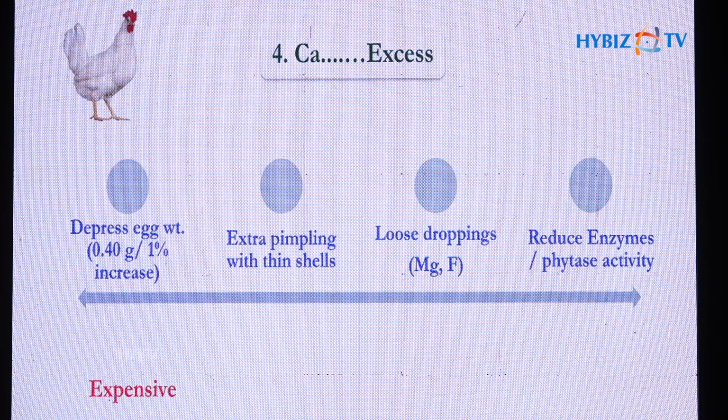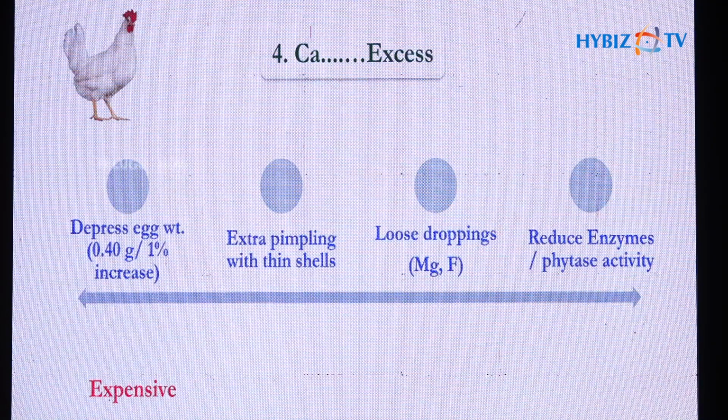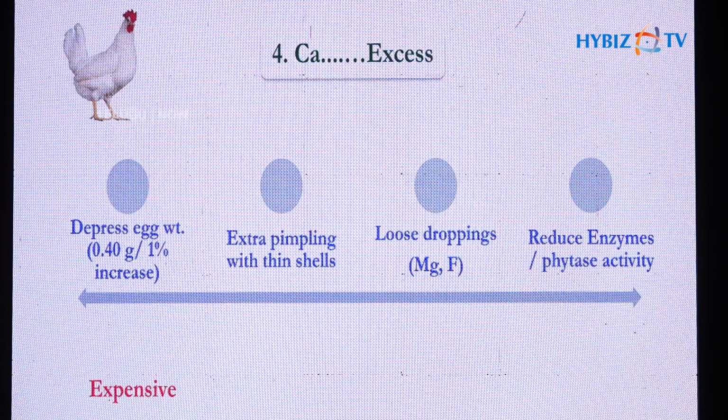So another aspect is calcium. Calcium, which I am going to discuss, because in my opinion, throughout the country, many people use excess levels of calcium. This excess level of calcium not only decreases the egg weight, it also causes pimpling on the eggshell surface, and if it is contaminated with magnesium or even fluorine, you will have loose droppings. Excess calcium will affect shell quality, and it also reduces the activity of enzymes, both NSP enzymes and phytase. I have certain data for that.